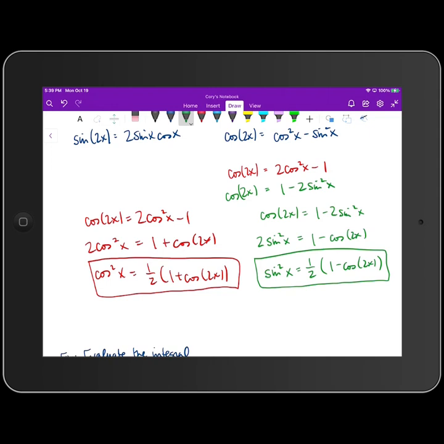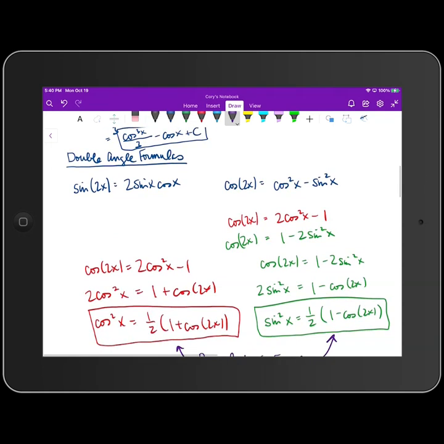Now, these two equations have a special name in trig. These are what are called our power reducing formulas. So all these power reducing formulas are is a modified version of the double angle formula for the cosine of 2x. The first one allows us to rewrite cosine squared. The second one allows us to rewrite sine squared. Now, we'll see this with the last example that we do today.